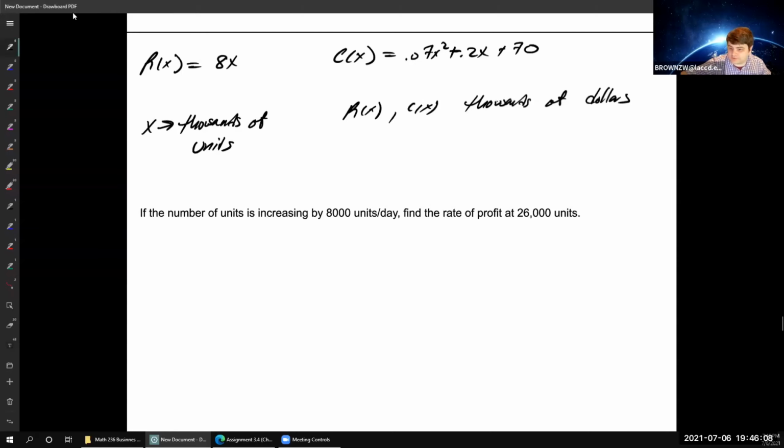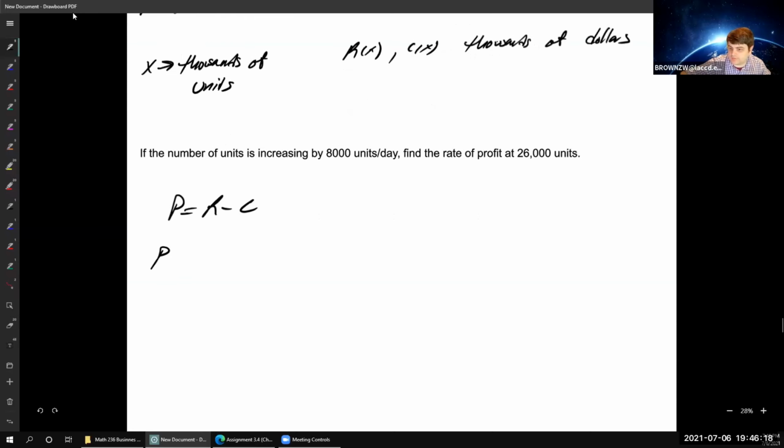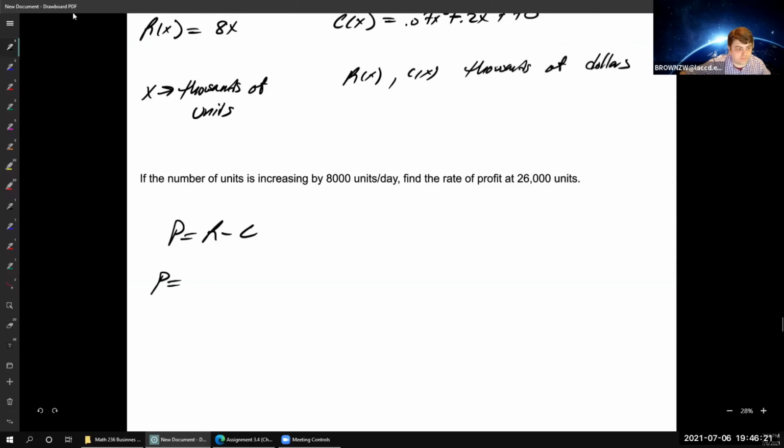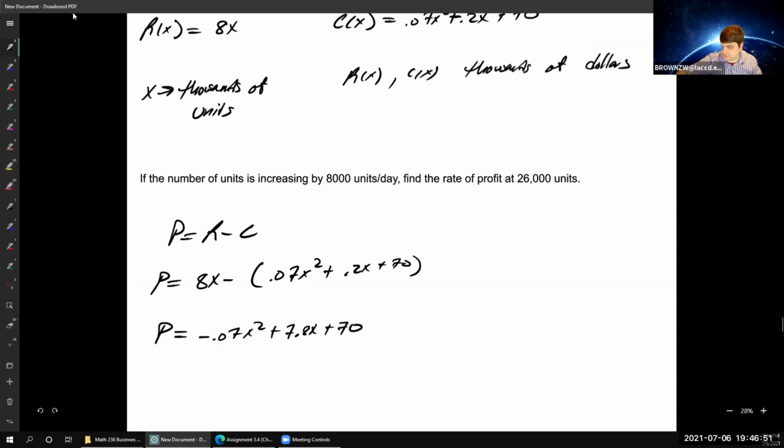So first we need to find our profit function. My profit in general is the revenue minus the cost. So my profit here is going to be my revenue, which is 8x, minus the cost of 0.07x squared plus 0.2x plus 70. So that's going to tell me that my profit here is going to be negative 0.07x squared plus 7.8x plus 70.